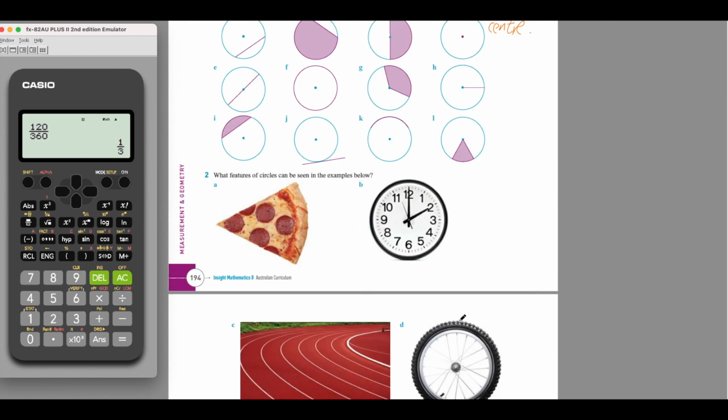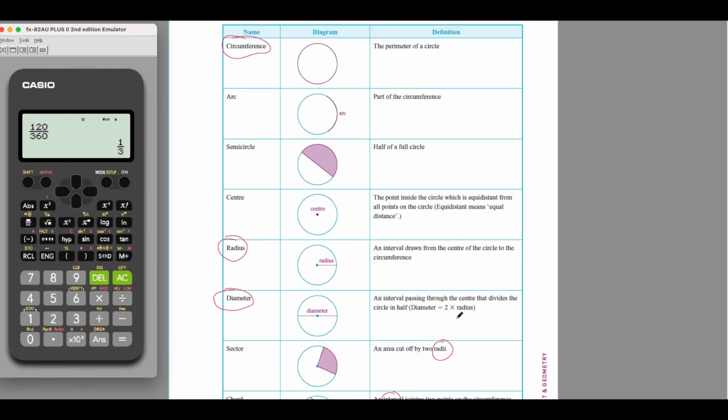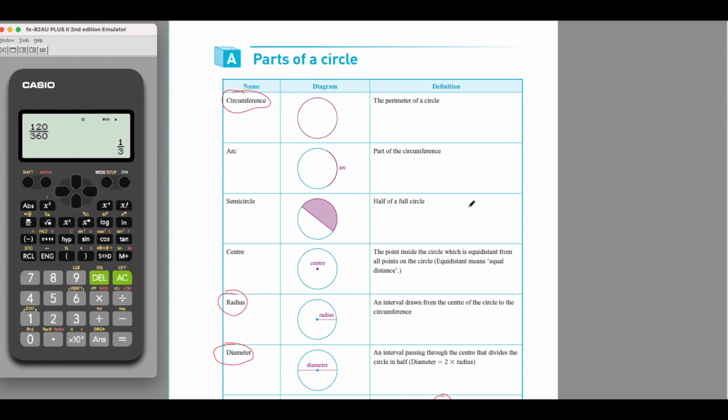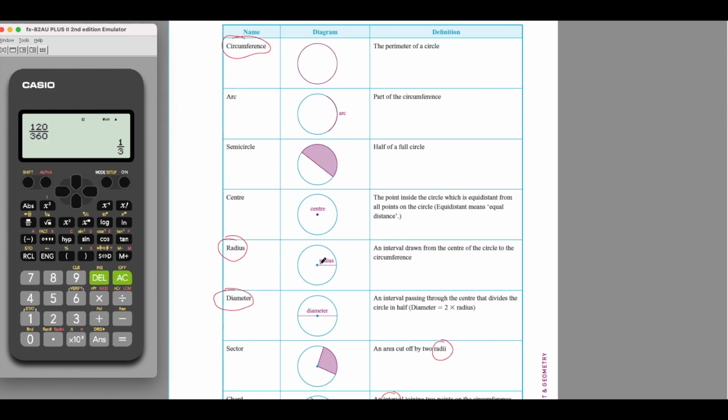Alright, so just to recap what we learned today. Today we learned about different parts of a circle. So today's lesson is not going to be the hardest one, because if anything, it feels more like an English lesson because you're learning about definitions. And like I said, the main ones you have to remember is circumference, which is the perimeter. Radius, which is the line from the center to the circumference. Diameter, which is a line that basically cuts a circle in half.